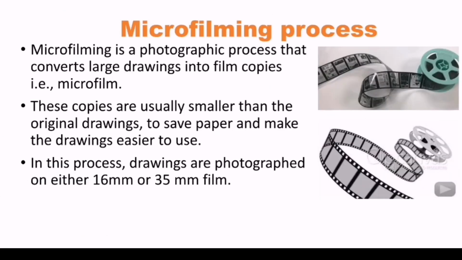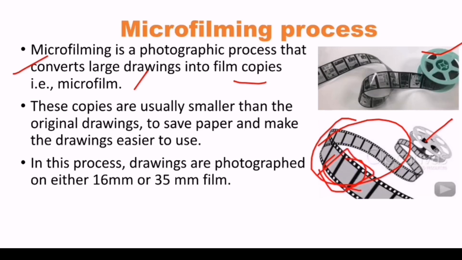Next process is the microfilming process. Microfilming is a photographic process that converts large drawings into film copies. On the right side figure we can see a film. On this film the drawing is printed. Whatever plan or drawing we need will be printed on the small size film. Wherever we require, that film will be enlarged to our required size and printed onto the sheet. These copies are usually smaller than the original drawings to save paper and make the drawings easier to use.